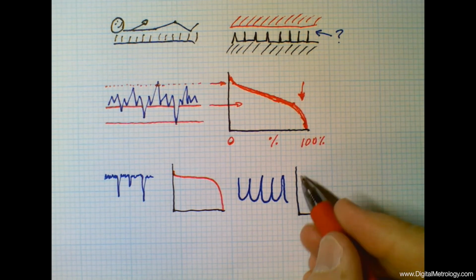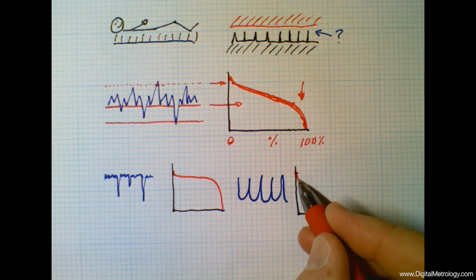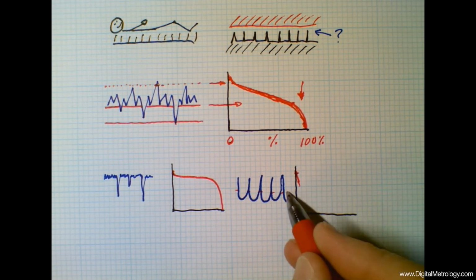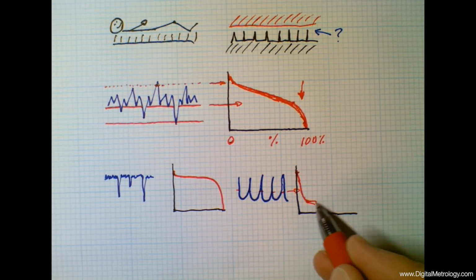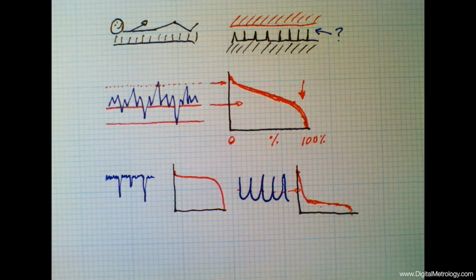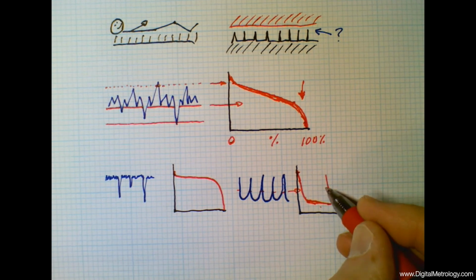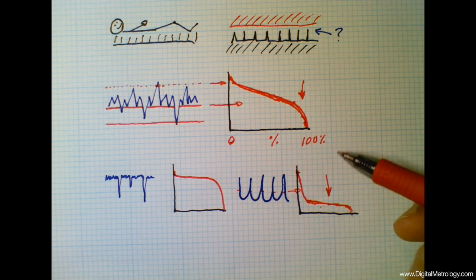This surface doesn't have much material at the very top, and as we work our way down, we still don't have very much material at this depth, and the material ratio curve for the bed of nails or the turned surface doesn't go out to 100% until the very end. We gain material very quickly at the bottom, but we have to go down a long ways to get there. So the shape of the material ratio curve tells us something about the shape of our surface.